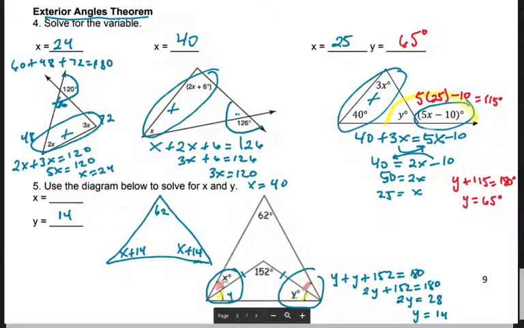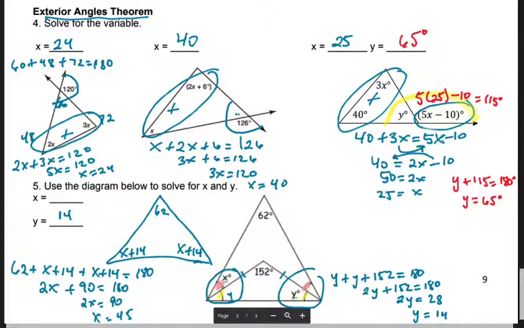So I can do 62 plus x plus 14 plus x plus 14 equals 180. Combining like terms, I get 2x plus 90 equals 180, which means 2x equals 90. So divide by 2 and I get x equals 45. And I have solved for that.